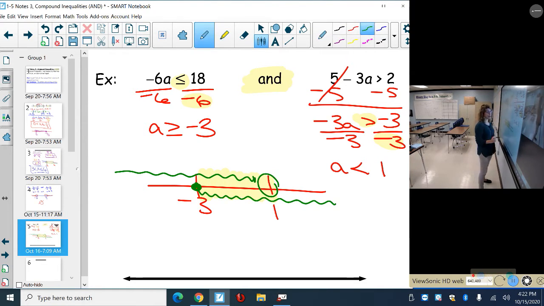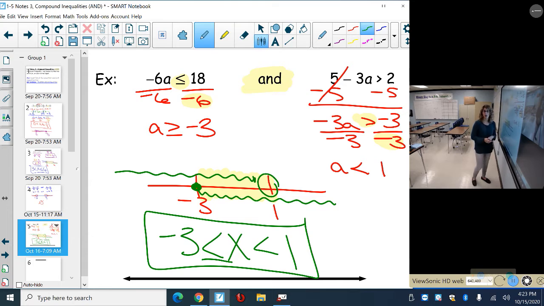So how do I write that? Well, I put my values that I'm comparing, -3 and 1, and I put X in the middle. And remember I said we always use the less than statements. But at -3, it's a closed dot, so I have to put the equal to part there. And at 1, it is an open dot, so I leave it alone. Okay?